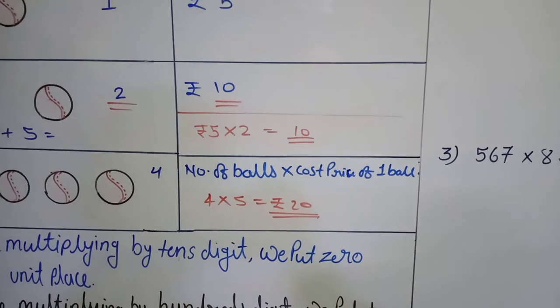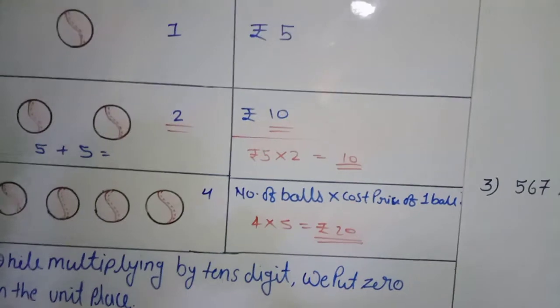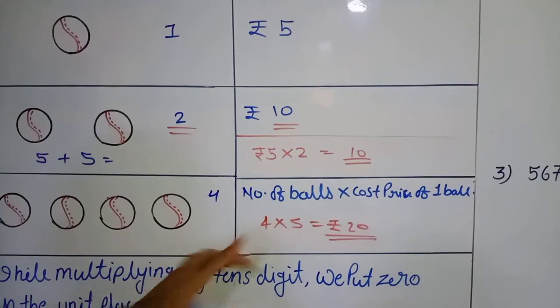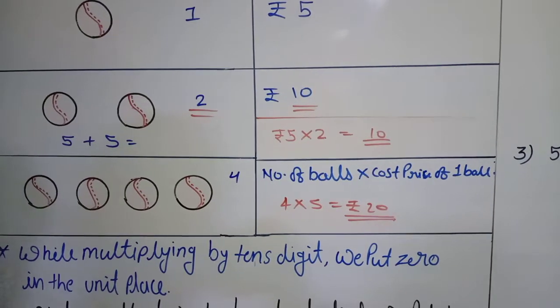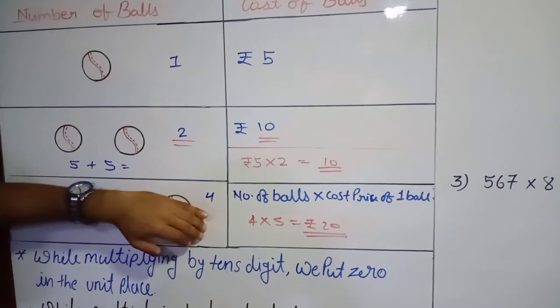Whenever we want to do multiplication, we have to multiply the cost price of one thing and the total number of things. We can easily get the answer. Now this is a very small example of multiplication.